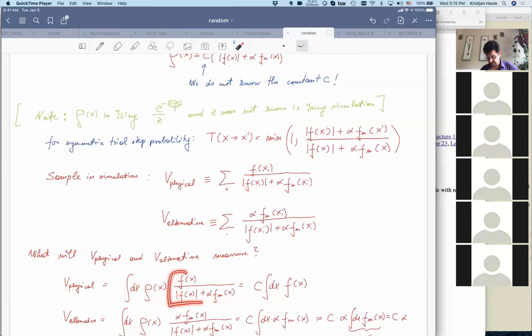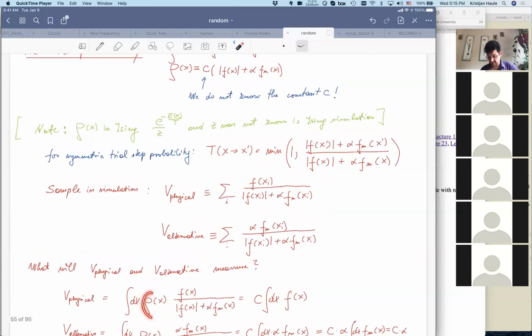So this is the average value of f of x divided by the absolute value of f of x plus alpha f_m. But now the point is that rho itself, as we said before, is a constant times the absolute value of f of x plus alpha f_m of x. Now you see the nice thing: this thing here and this denominator here, they cancel. That's the reason that we chose to put this in the denominator.